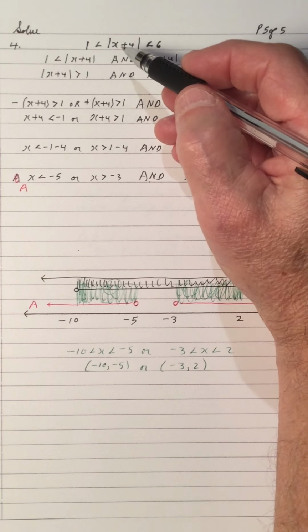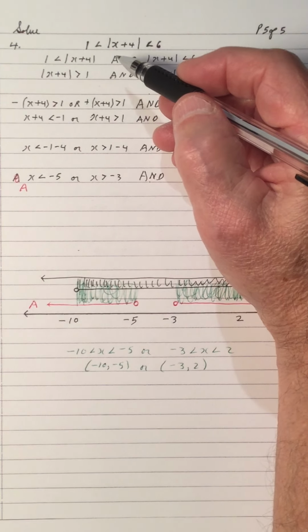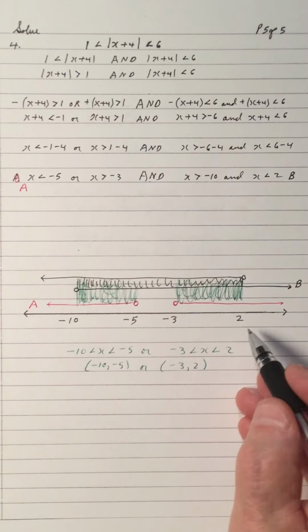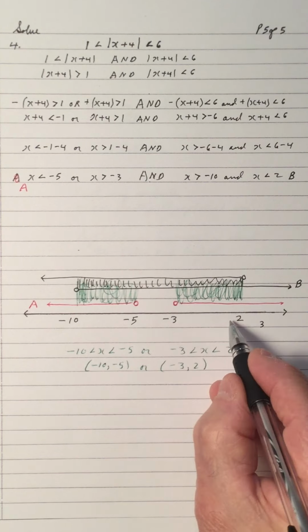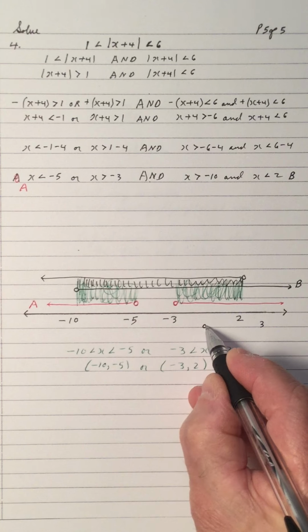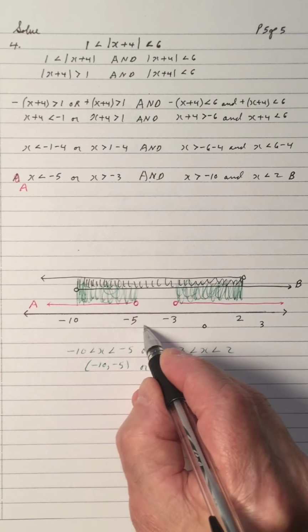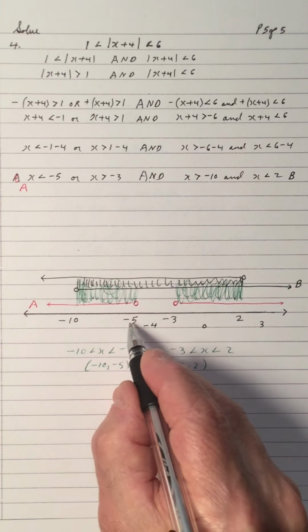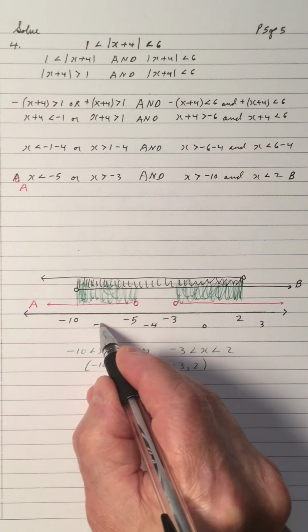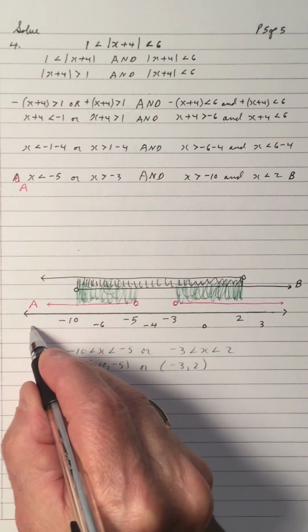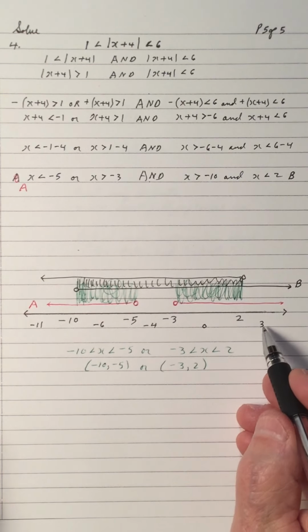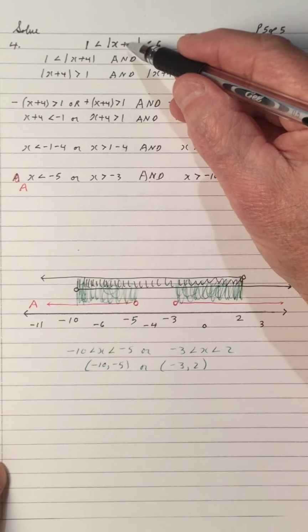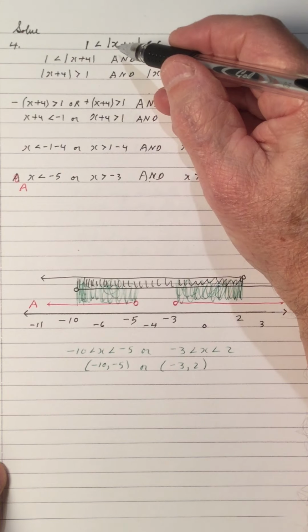And if you wish, you could also do it another way. Instead of graphing, you could pick a 3. Between negative 3 and 2 we have a 0. Between negative 3 and negative 5 we have a negative 4. Between negative 10 and negative 5 we have a negative 6. And to the left of negative 10 is a negative 11. So we can go through and put 3 in and see what happens. We can put the 0 in to see what happens.